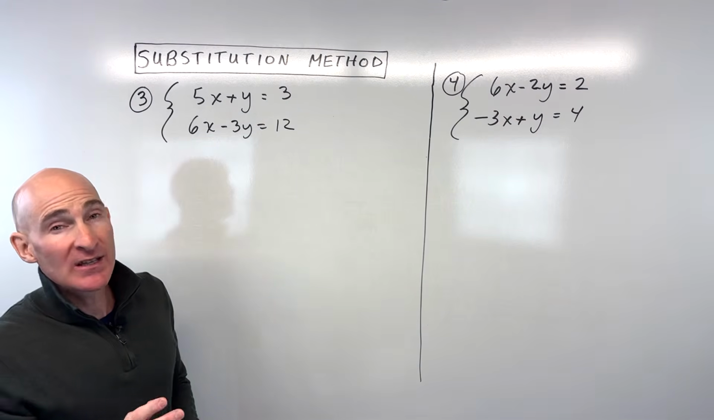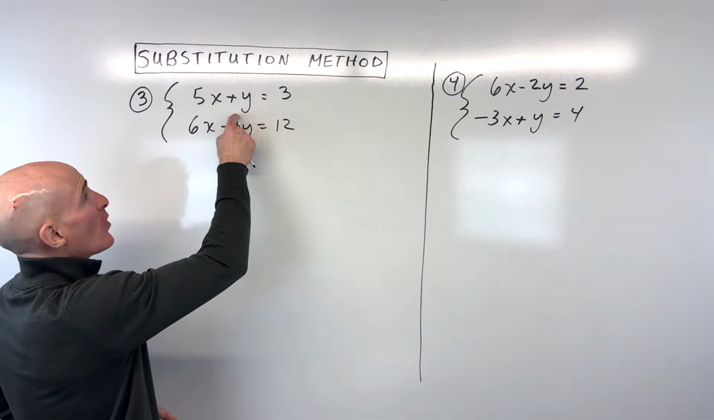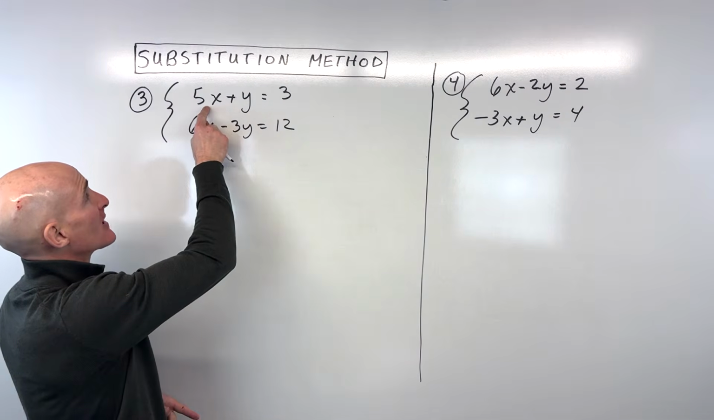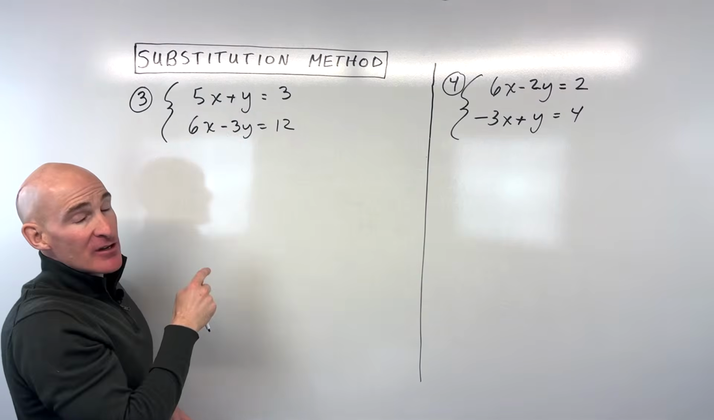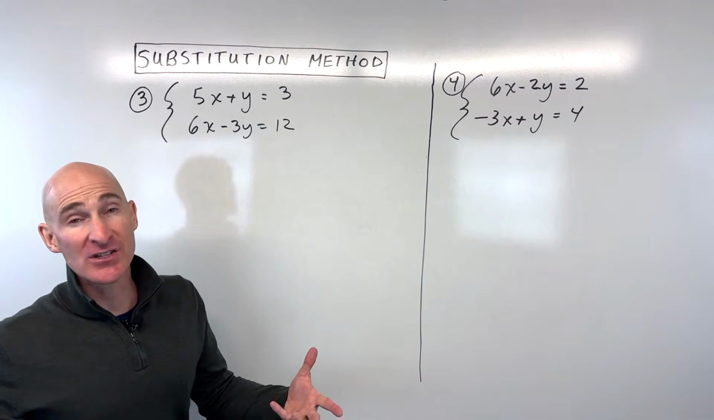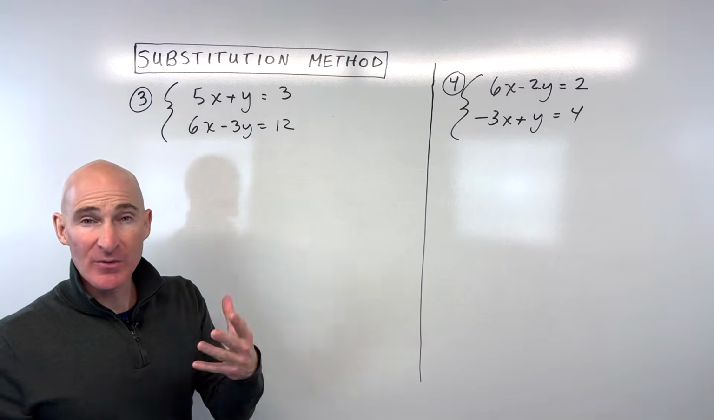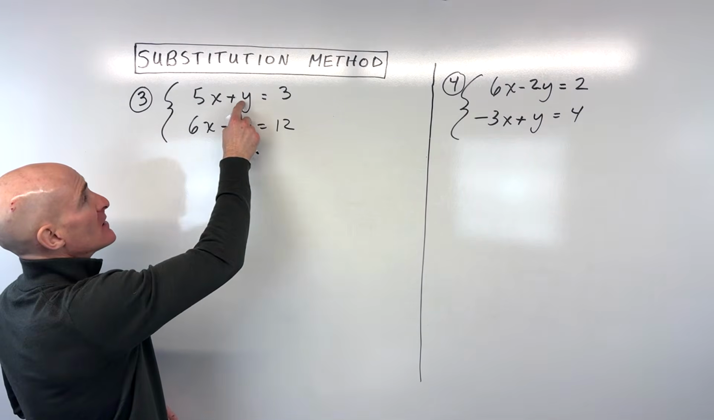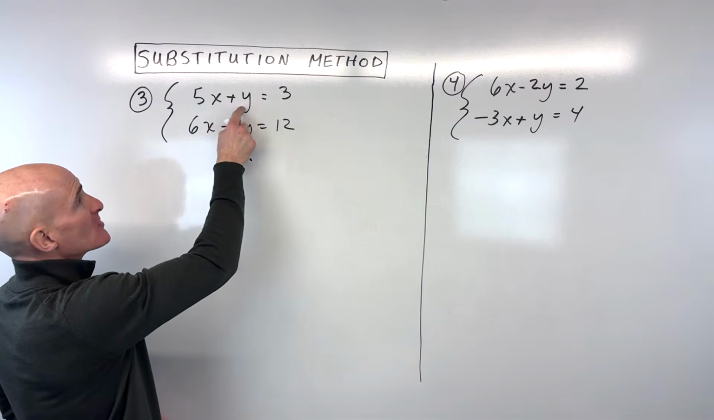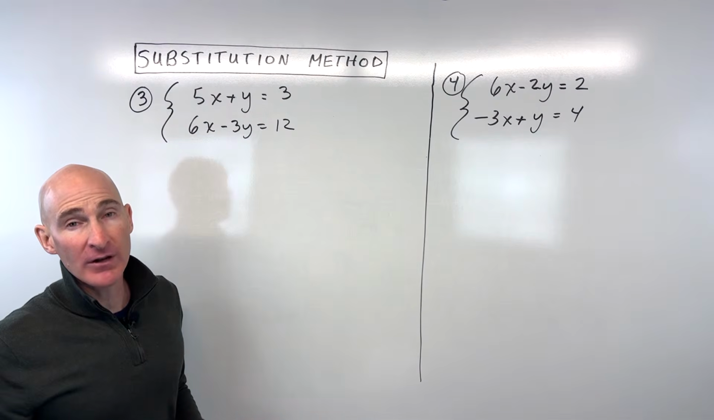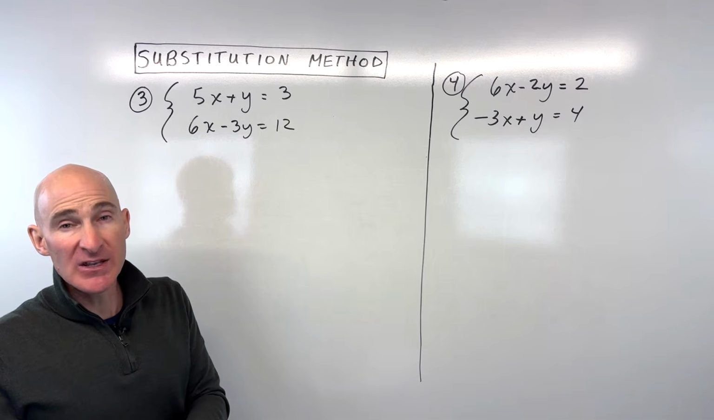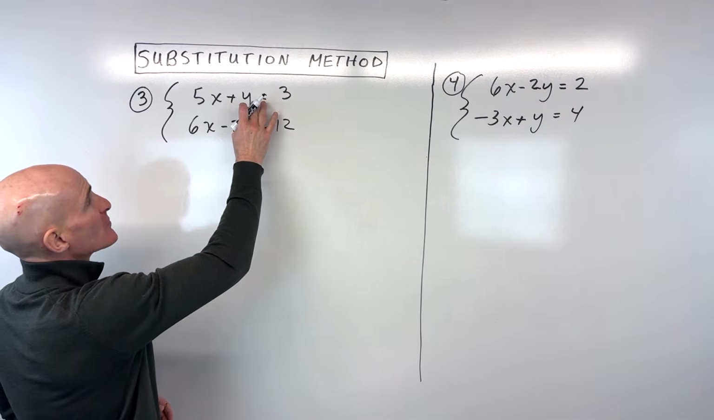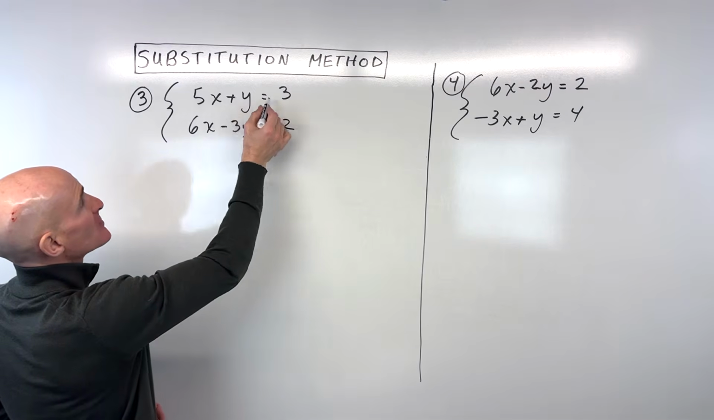Well, the easiest one to get by itself is the one that has a leading coefficient of 1. The reason is if I try to solve for this x right here, I'm going to end up having to divide by 5. I'm going to have fractions. Nothing wrong with fractions, it's just going to be a little bit more challenging to work with. So if you can, try to isolate the one that has a 1 in front of it, or a -1, because it'll be easier to get that by itself without having fractions. So in this case, let's rearrange this first equation by subtracting 5x from both sides.